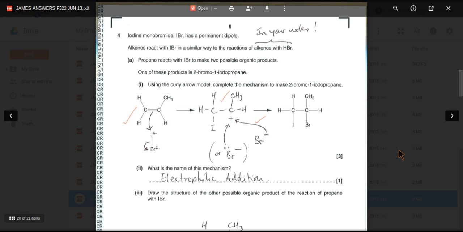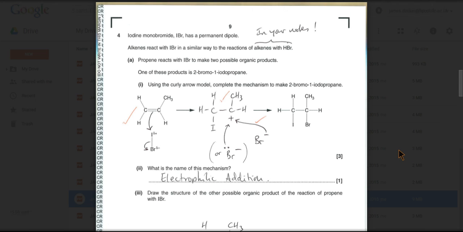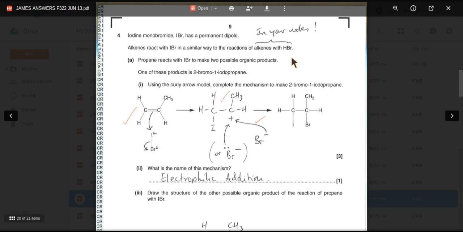In question 4, the chemistry jumps back to organic chemistry, and we've got a couple of mechanisms that we're going to have to explain. So the first one is the reaction between propene and IBr. A little bit nasty here because we've got HBr in our notes, and some students might be thinking, well, I've not heard of IBr. It's just the same, it's going to do exactly the same thing as HBr.